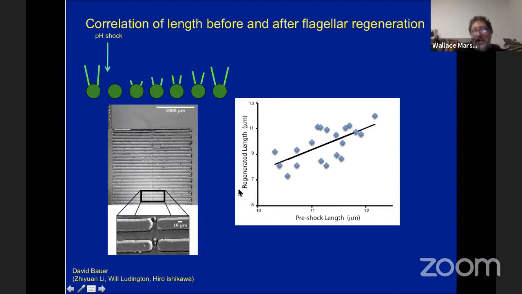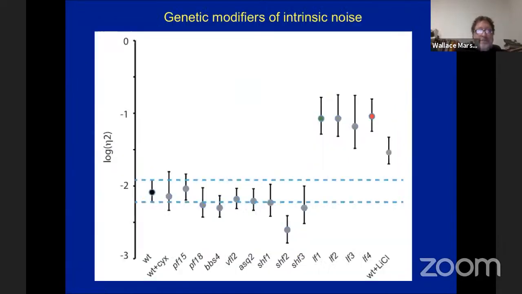And the result is that indeed you see a correlation of the length after regeneration to the length before removal, which is implying that indeed there's a cell-to-cell variation source, which we would call extrinsic noise. So given that there are these noise sources, an interesting question is, well, can we now use the noise measurement as a new way to screen mutants and look for genetic determinants of fluctuations?